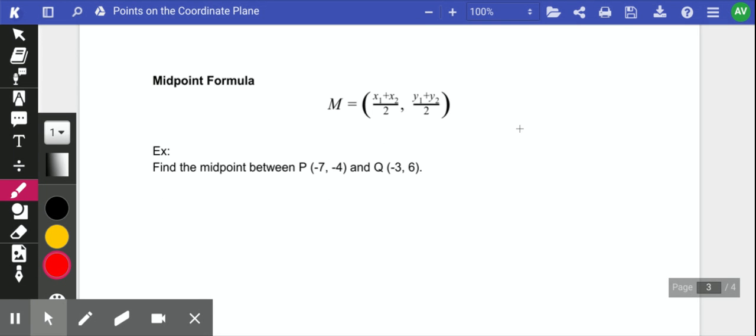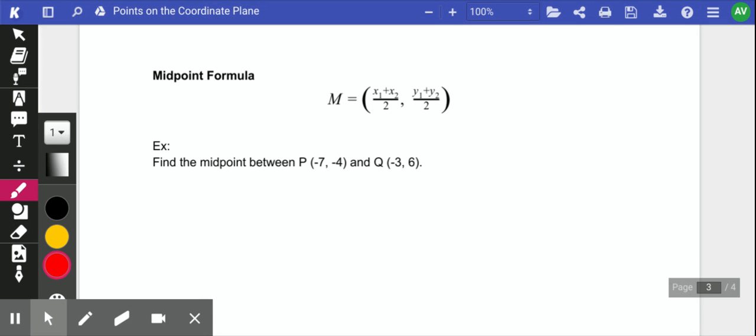All right, and here is the midpoint formula. So the midpoint formula says the midpoint is equal to x1 plus x2 over 2, comma, y1 plus y2 over 2. So let me emphasize this to you. The midpoint is a point. It'll have an x coordinate and a y coordinate.